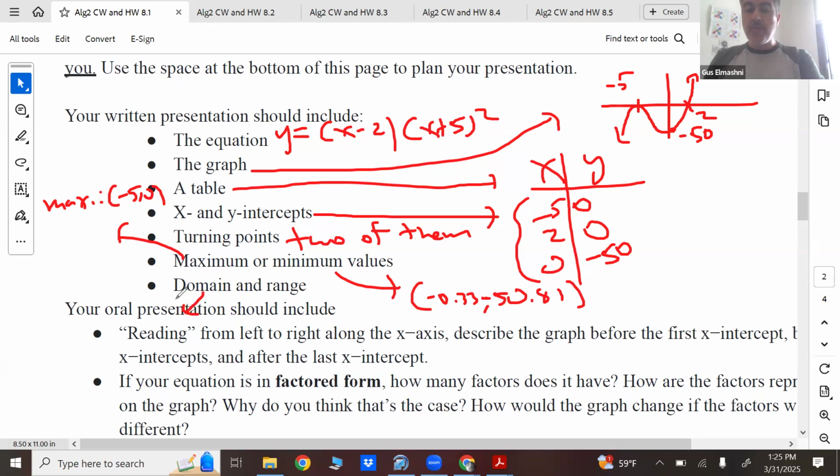Domain, just so you know, it's going to be all real numbers. My range, because it's going in both directions, is also all real numbers.